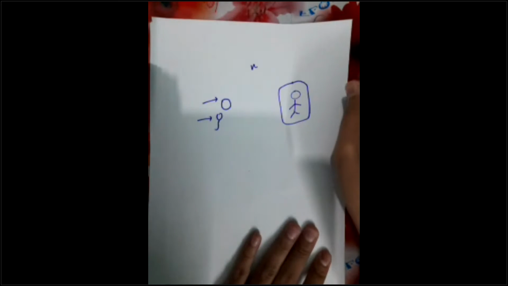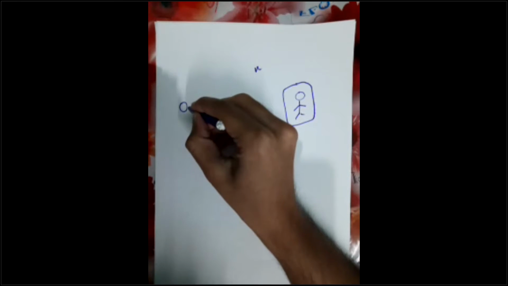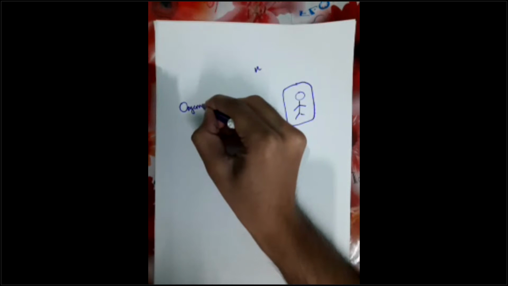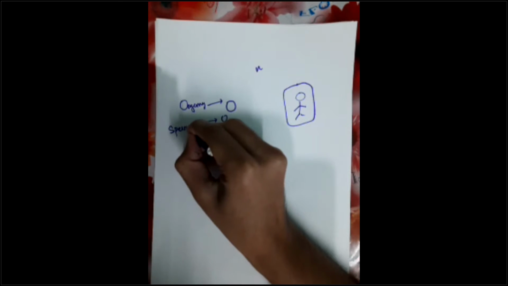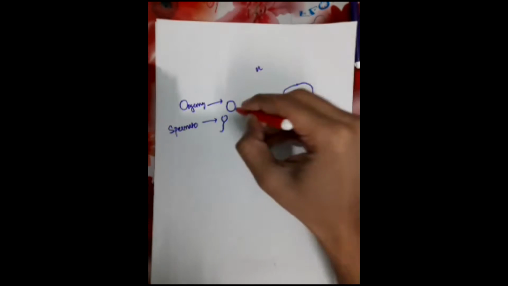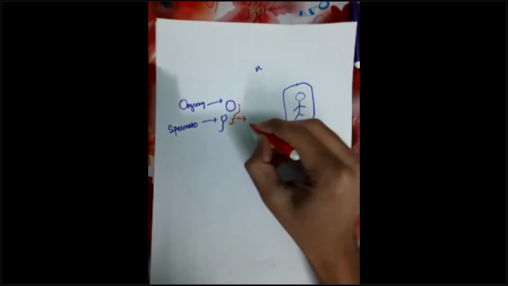The process by which the female gamete is produced, you all know, is known as oogenesis. And this is the spermatogenesis. Yes, you all know this. The spermatogenesis and the oogenesis, when they meet, they will form a zygote.